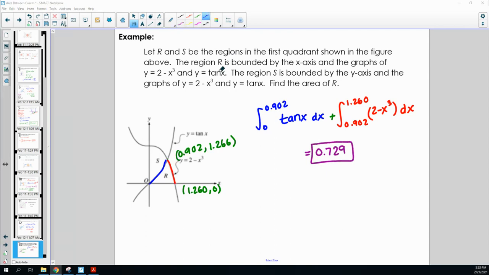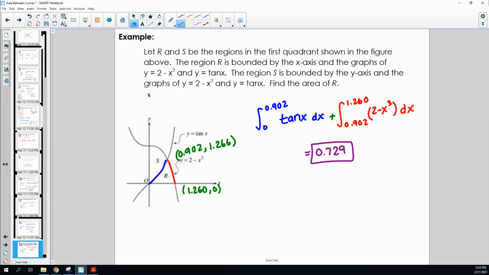So now let's say that we wanted to do right minus left instead of top minus bottom. Because when we look at this, we can see that as we go from 0 to 1.260 here on the x's, the right function minus the left function is going to be consistent all the way throughout. So what we're going to do here is look at the right and the left. But the problem is that when we're doing right minus left, we have to make sure that we write our functions in terms of y instead of in terms of x.